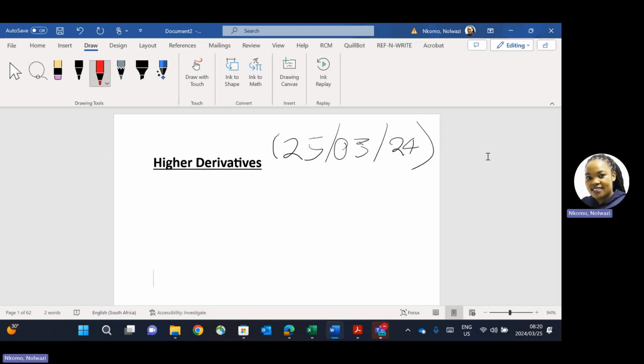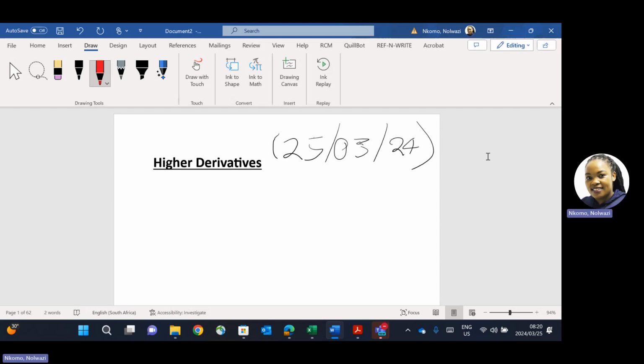I noticed that I skipped the higher derivatives before I moved to the application of differentiation. I don't understand why you did not remind me. Yes, but then it's fine. So today I will do the higher derivatives.